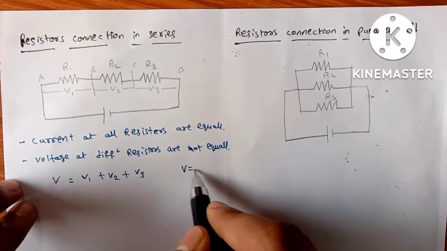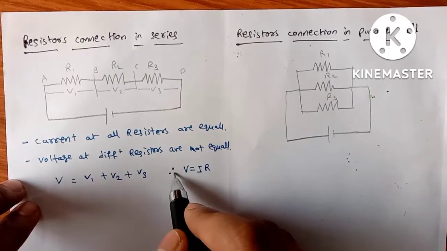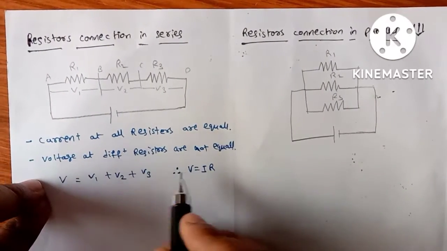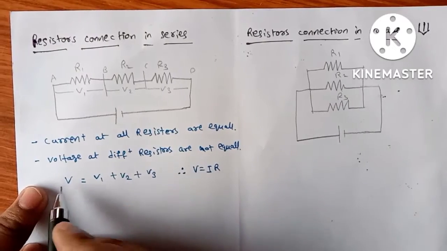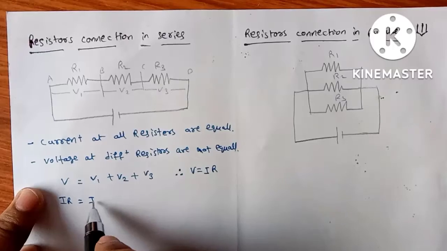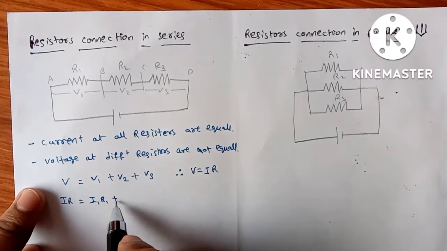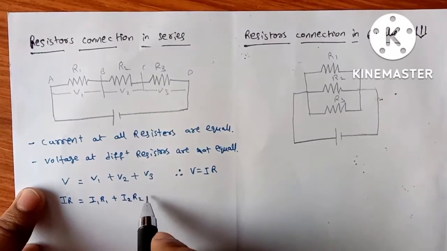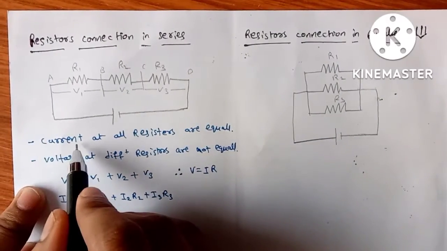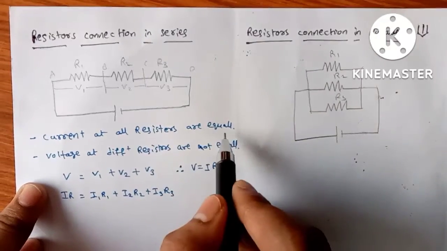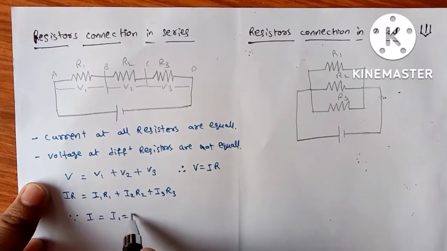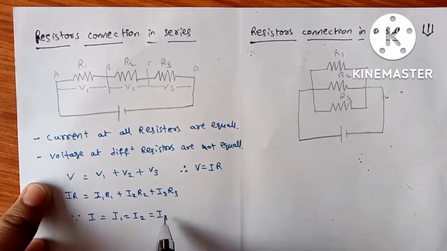From Ohm's law, V is equal to IR. Now write this formula in such a manner: V is equal to IR, V equals I1 R1 plus I2 R2 plus I3 R3. From point 1, current at all resistors are equal. Hence I is equal to I1 equals I2 equals I3.